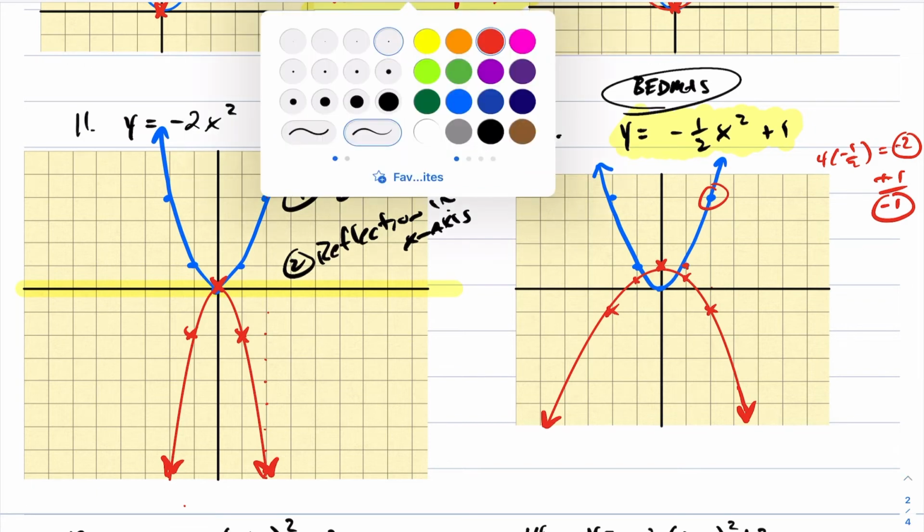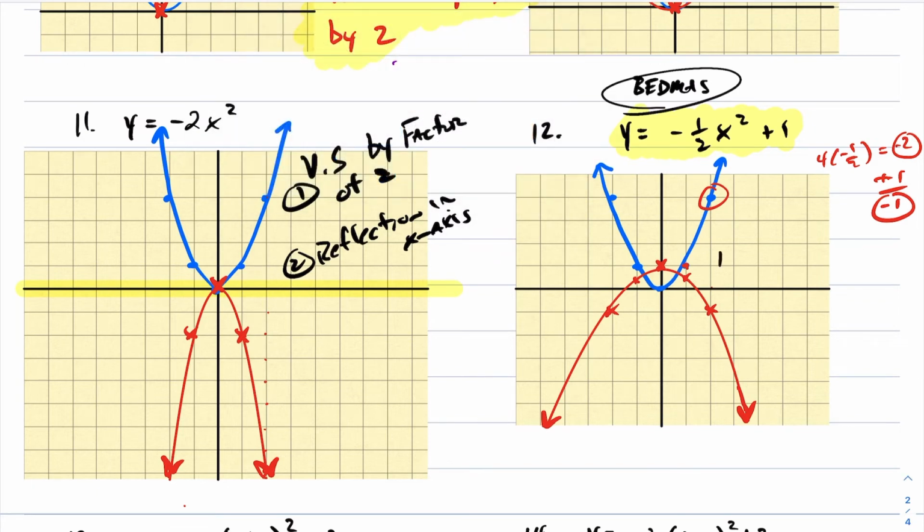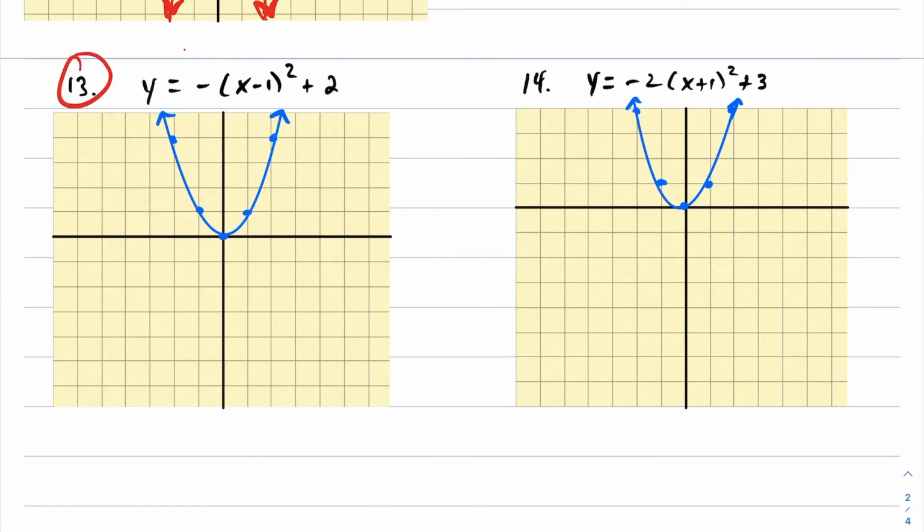So you have a lot here to describe. If I were to describe this transformation, you have a reflection in the x-axis. You also have a vertical compression by a factor of 2, and we also have a vertical shift 1 unit up. So what we have here, these are the 3 transformations that we have with our parabola here. Okay, now let's take a look at number 13 here.